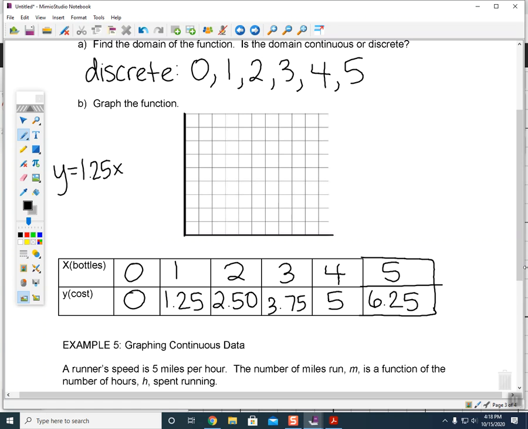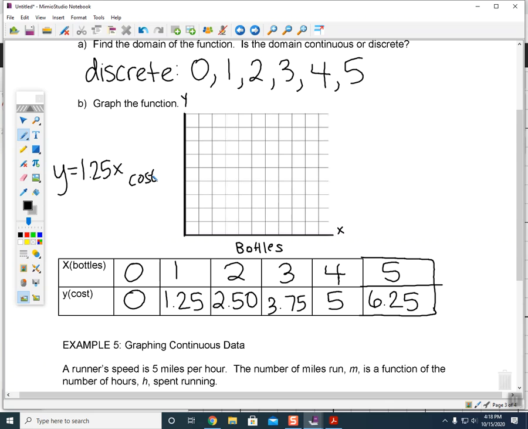One of the most important parts of graphing a function is I need to label my axes. So this is my x-axis, right? This is my y-axis. My x-axis has my bottles. So down here I'm going to have however many bottles. Then over here, it's going to be my cost. I'm going to have my cost.